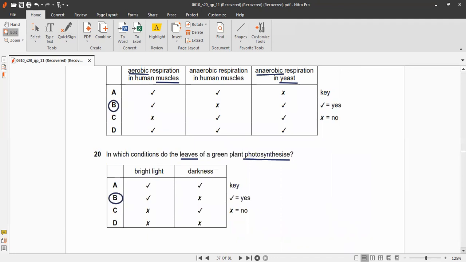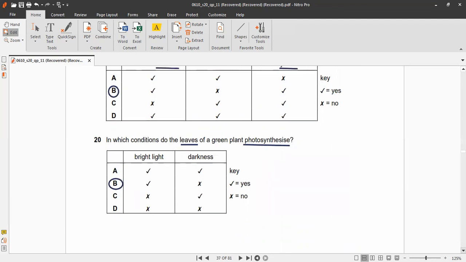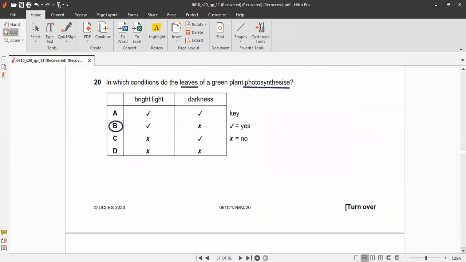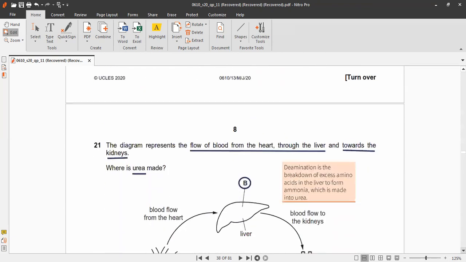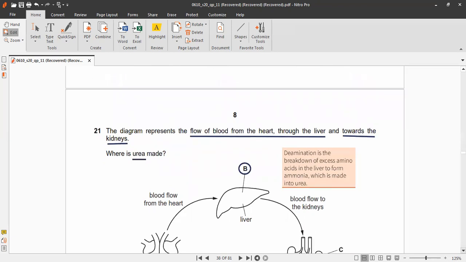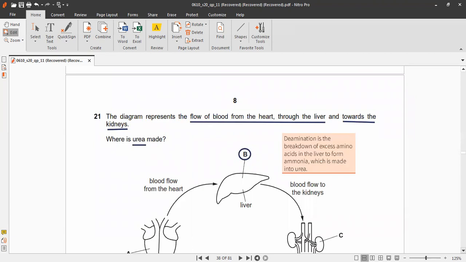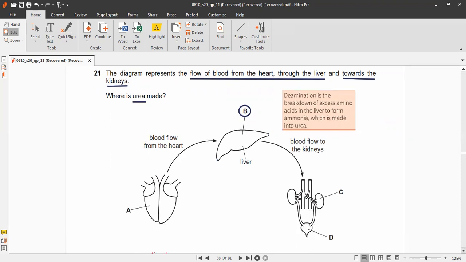In which conditions do the leaves of a green plant photosynthesise? Yes, bright light, not dark. This is about photosynthesis. The diagram represents the flow of blood from the heart through the liver and towards the kidneys. Where is urea made? Yes, inside the liver, because deamination is the breakdown of excess amino acids in the liver to form ammonia, which is made into urea.